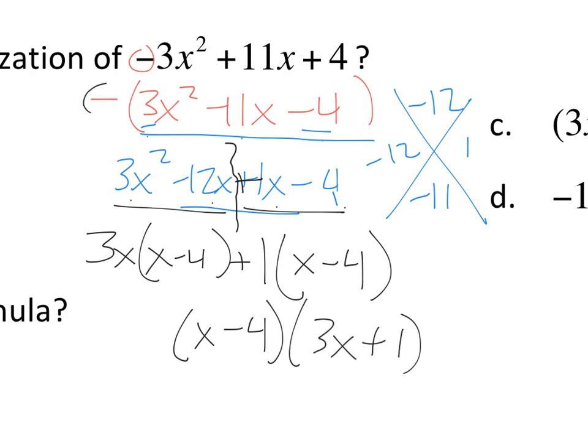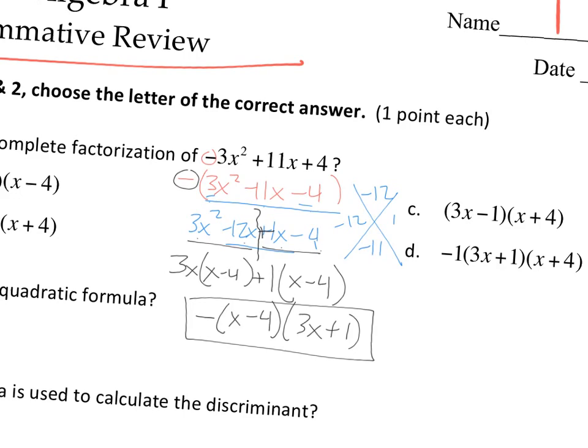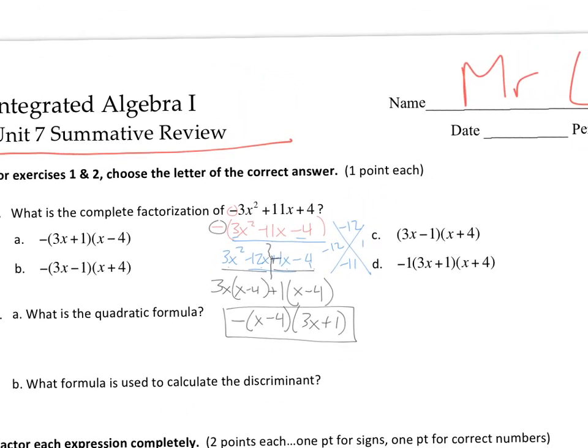Don't forget, I pulled the negative out to begin with, so negative should be a part of my answer. If I zoom out, let's look at which one that is. Looks like problem A does the job there. So A is your answer.